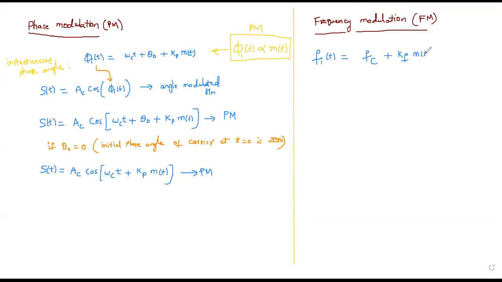So what is fc here? fc is the frequency of the unmodulated carrier, and we are adding this kf into m of t to the unmodulated carrier frequency. I'll talk about kf and kp in a moment, but what you have to see here is that fi of t is varied in accordance with the message signal m of t.